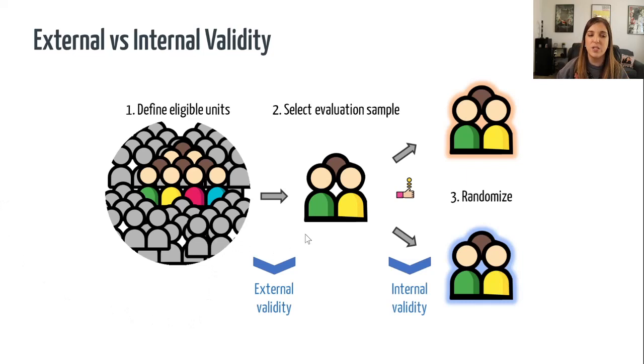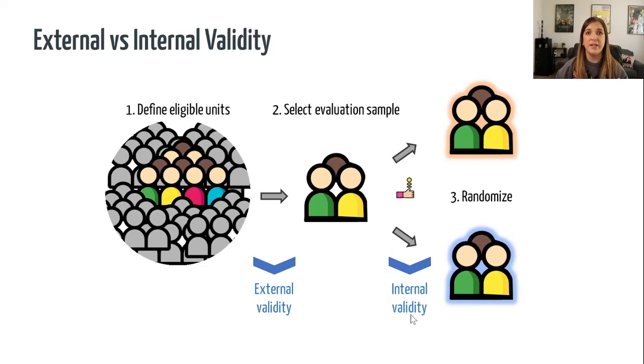And this relates to external validity, when you go from your eligible units to your evaluation sample. The problem here is that if, for instance, your evaluation sample is just a random sample of your population, then this is great, because you will most likely have external validity.